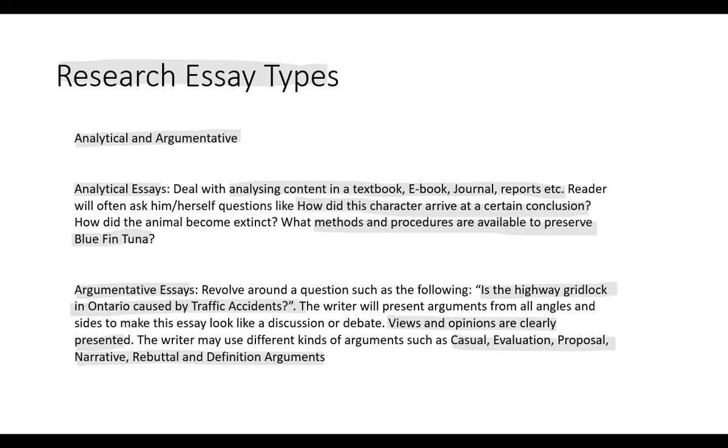Your argumentative essay will revolve around a certain question. It has to do with debating or discussing a certain question, like: is the highway gridlock in Ontario caused by traffic accidents? You can use all kinds of arguments: casual arguments, evaluation-based arguments, proposal arguments, narrative, and definition arguments.